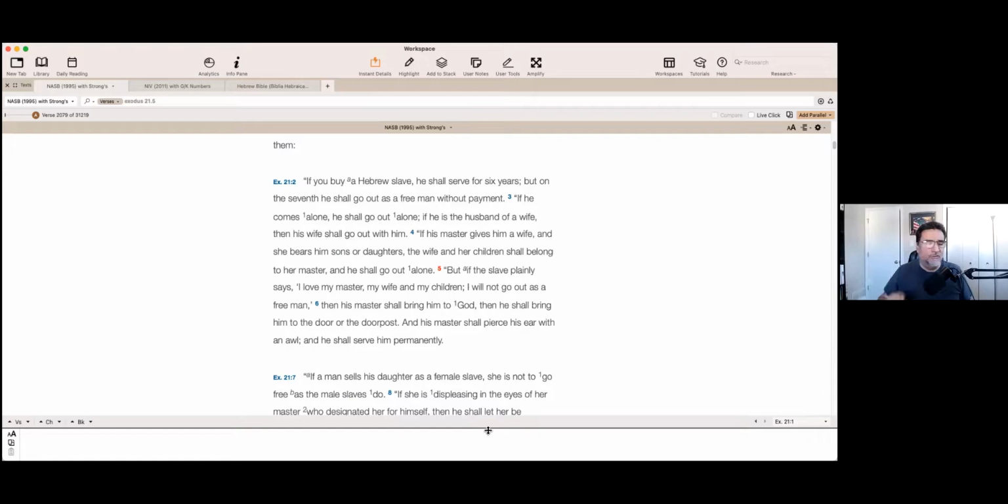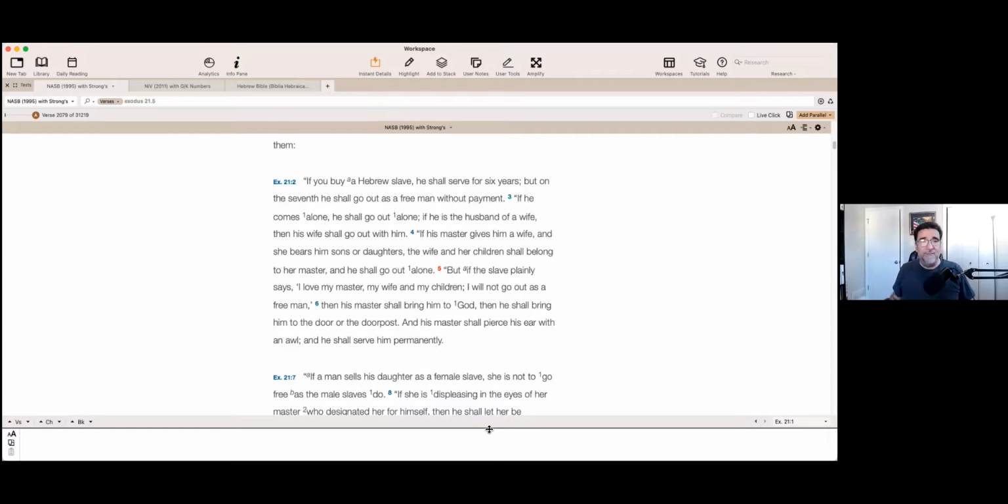So if you buy a Hebrew slave, you have a Hebrew indentured servant, essentially, he shall serve for 6 years. Okay, but on the 7th he shall go out as a free man without payment. So first of all, if you paid off your debt during that 6-year period, you're free. You go. What other slave in other ancient societies was allowed to do that? Not many, if any. Right. So that's an innovation. That's strictly biblical.